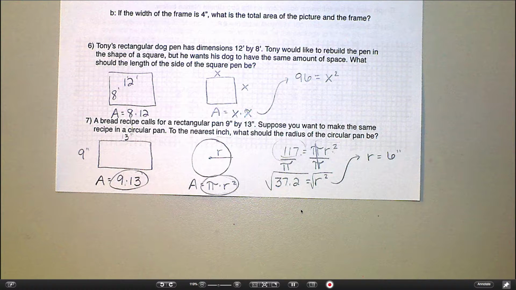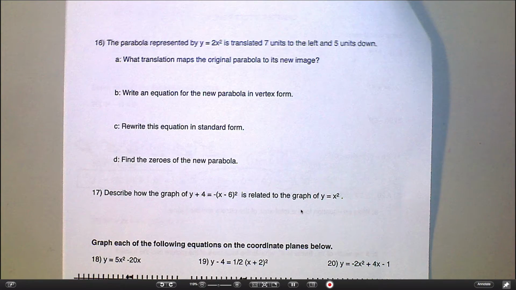Okay? All right, what else do you want to see from this packet? 16. Okay, yep, there's a lot going on in 16.